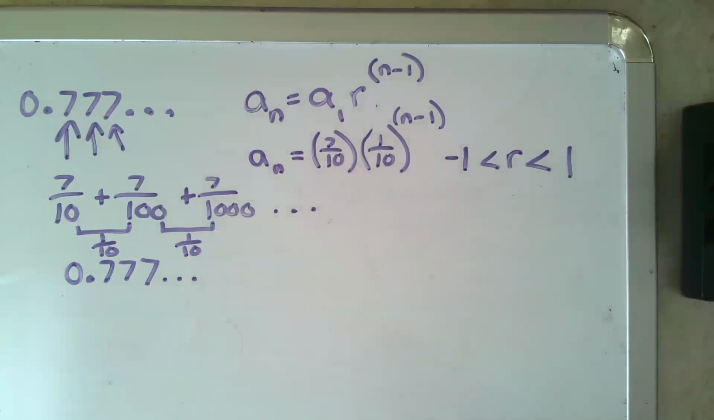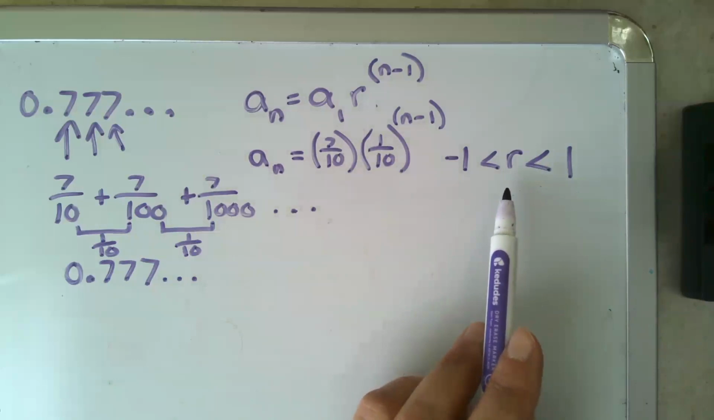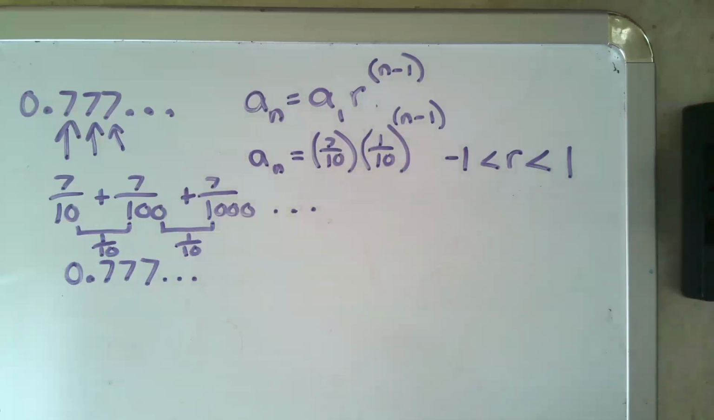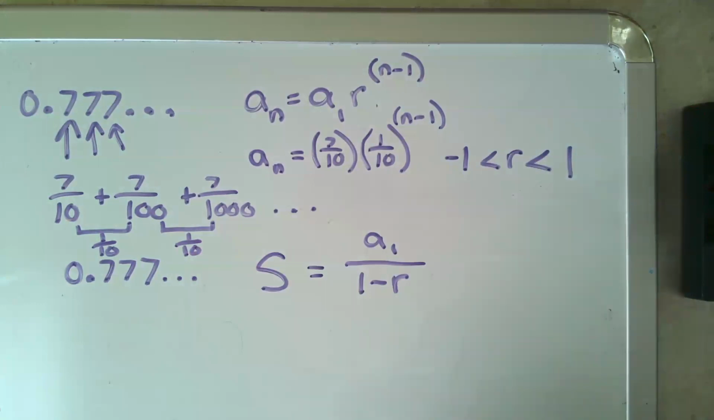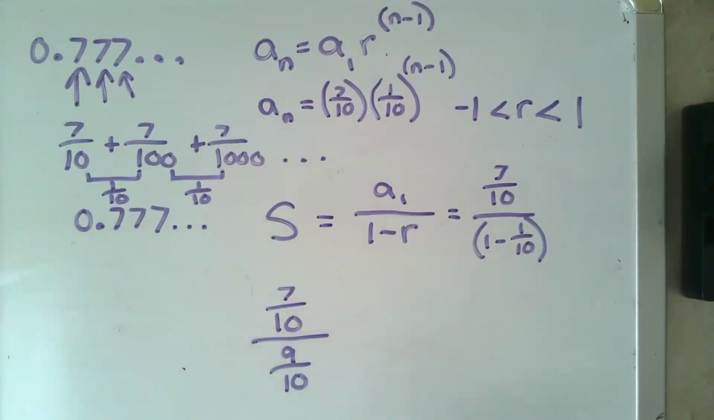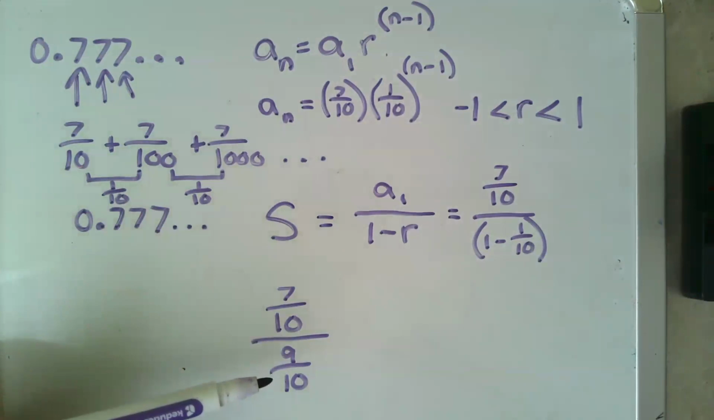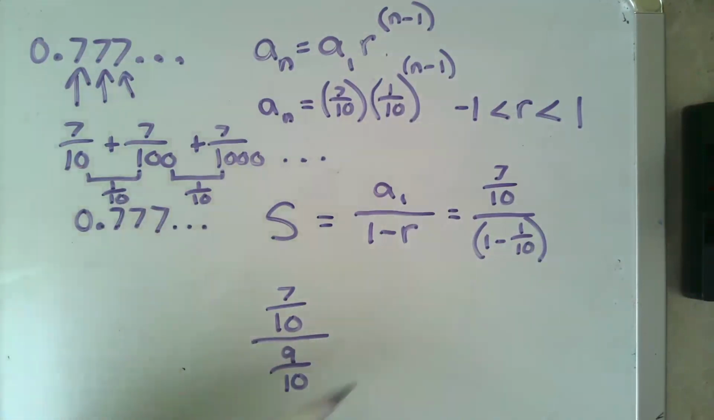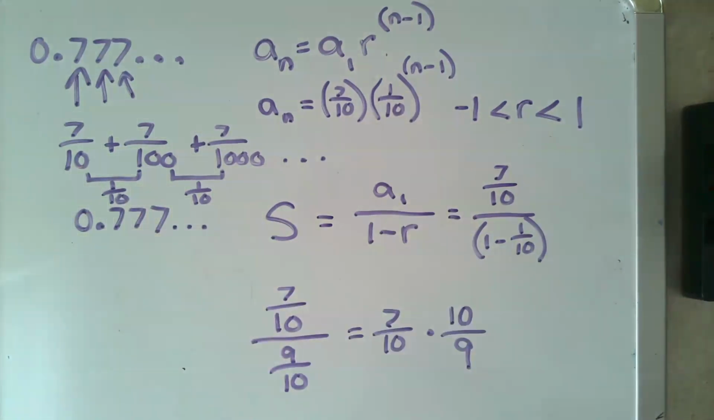And therefore, when our common ratio is fractional, we can actually find the sum of an infinite series, the limit that we're approaching. And that formula goes like this: the first term divided by 1 minus the common ratio. So let's put our numbers in here. Then let's simplify. And then let's remember that when we divide a fraction by a fraction, we flip and multiply, and we cancel.